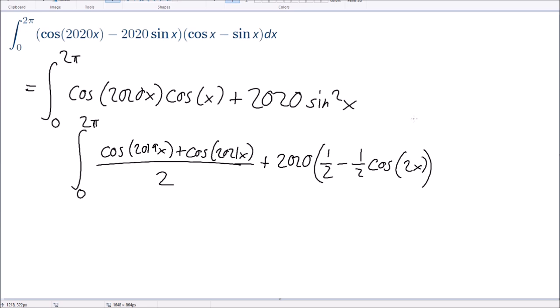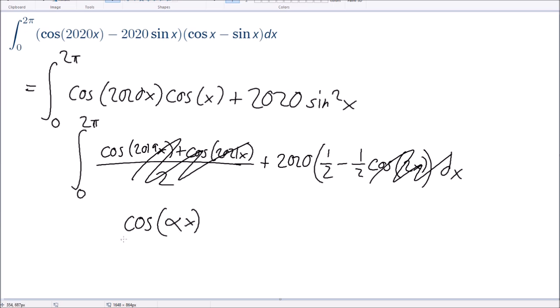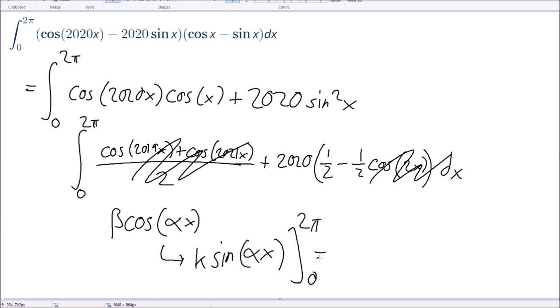I do notice something. I will let you know this. This is going to go to 0. This is going to go to 0. And the reason is because when you integrate cosine of something, just a cosine function, you're going to get a sine function. What happens if you input 2 pi and 0? This will always be 0.